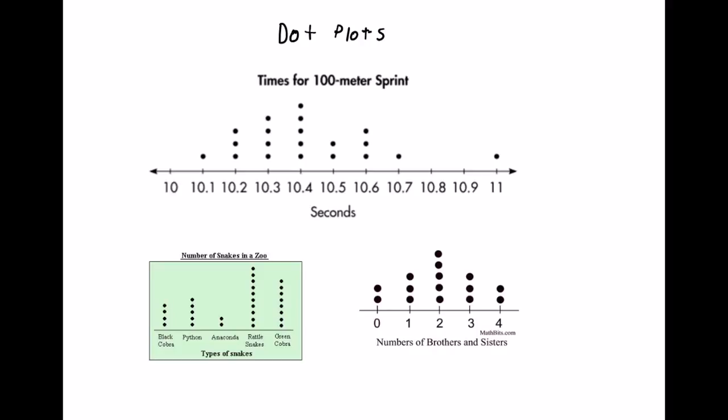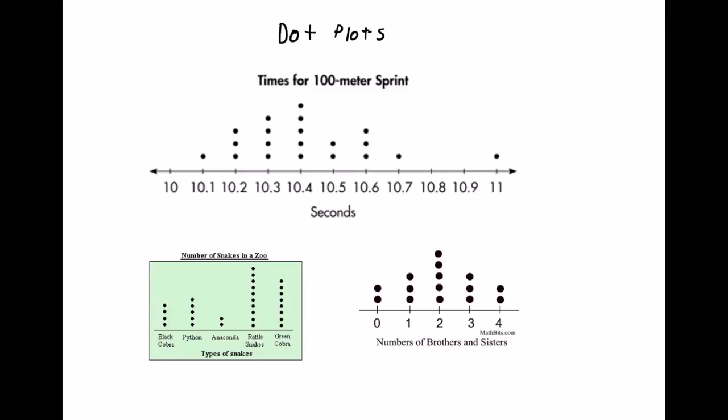You can do that again with this number of brothers and sisters. Each dot represents a person and how many brothers and sisters they have. So 2 people have no brothers or sisters. 3 people have 1. 5 people have 2. 3 people have 3, and 2 people have 4. These are the type of dot plots we're going to be dealing with a lot.